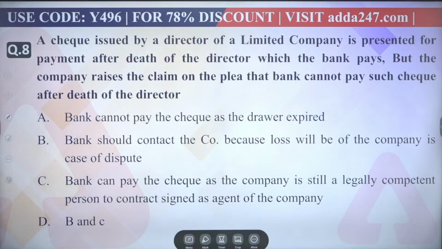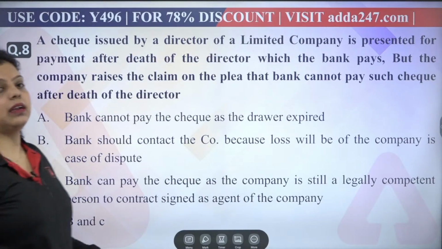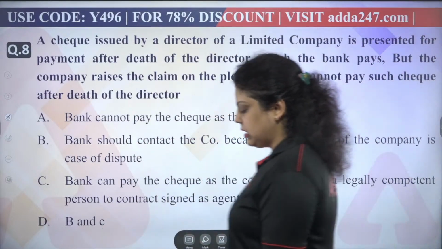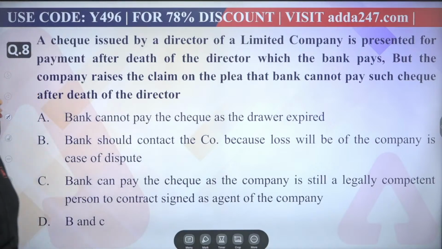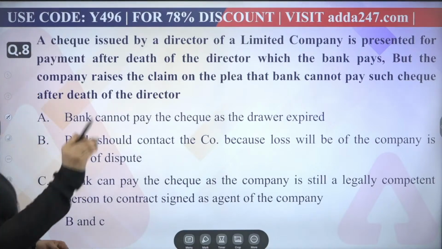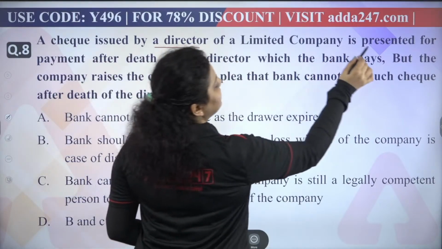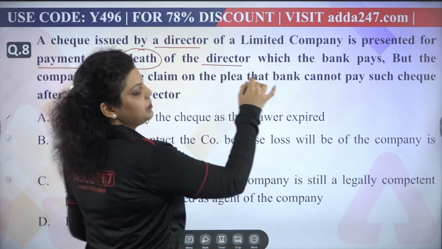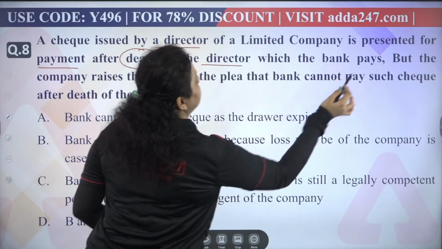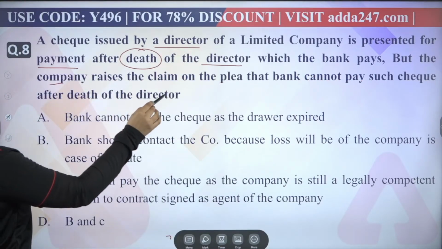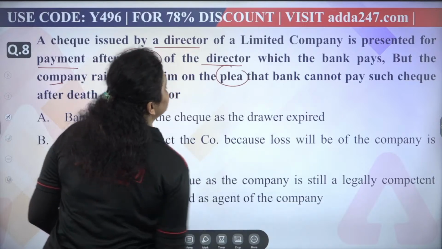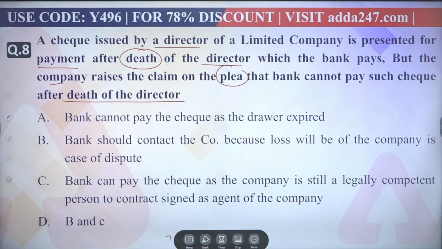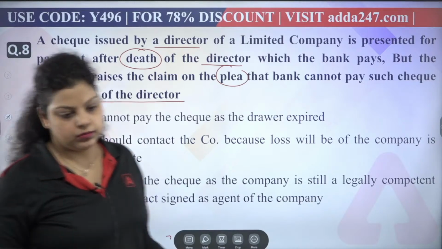Now this question depends on the case study pattern, which has 2-mark questions. So this is one of the questions of your case study pattern. The question is asking: a check issued by a director of a limited company is presented for payment after the death of the director, which the bank pays, but the company raises a claim that the bank cannot pay such a check after the death of the director. Now, what should be the action taken by the bank?